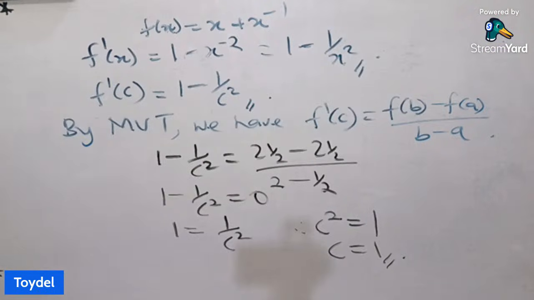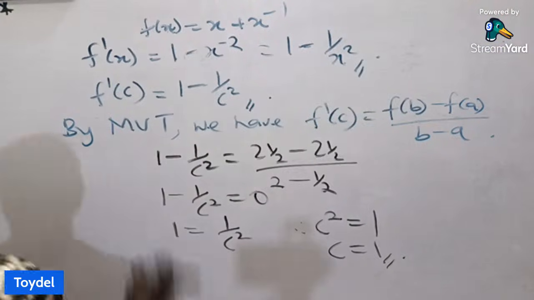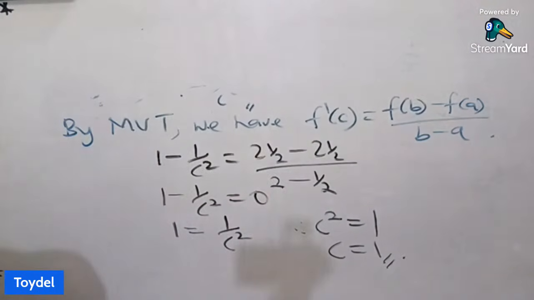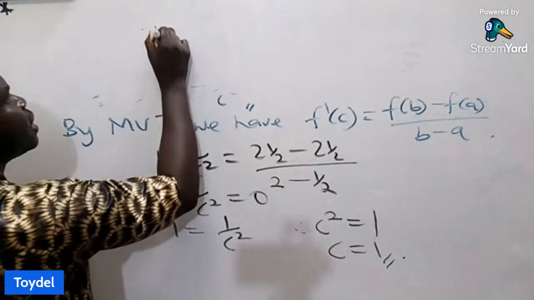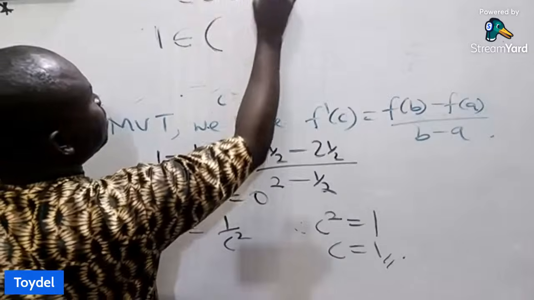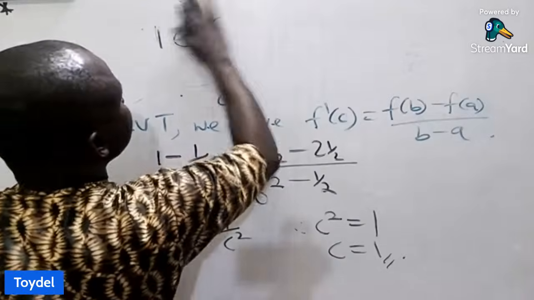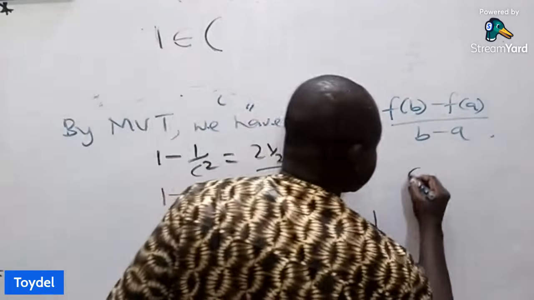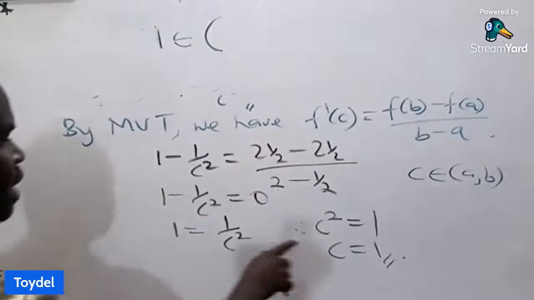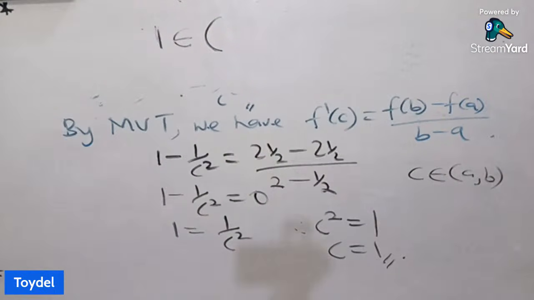Then what can we say about c? Does it belong to (a, b)? Because in the mean value theorem, c belongs to (a, b). So in this case, we've gotten the value of c to be equal to 1.